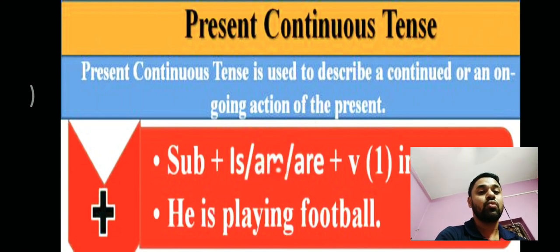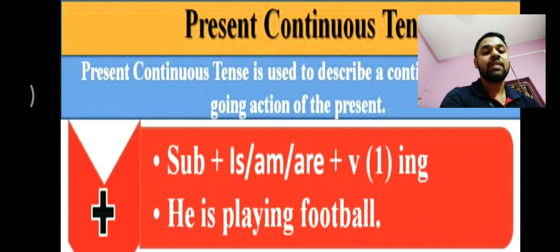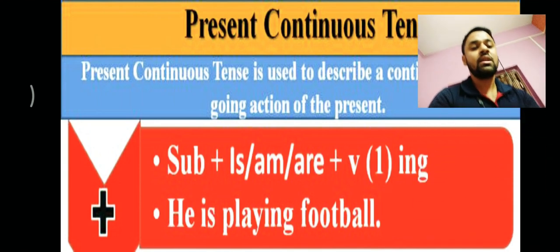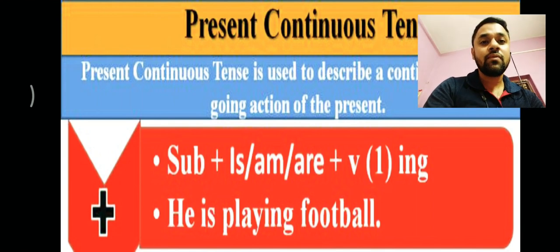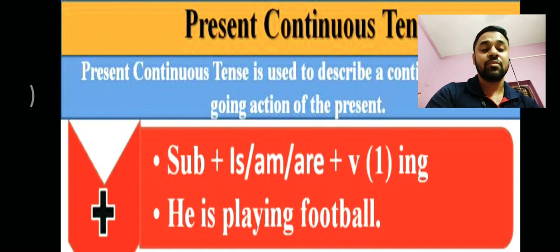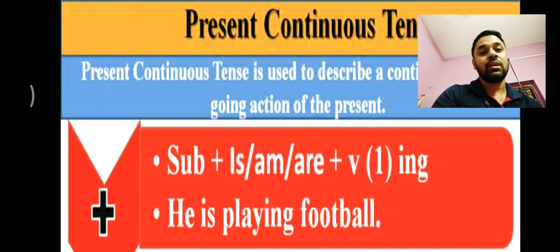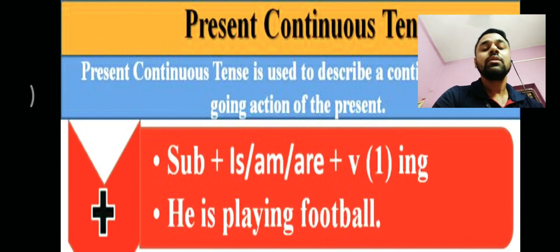So what is the rule? The rule is subject plus auxiliary verb plus verb plus ing and then object. So first verb, then ing. So first subject plus auxiliary plus V1. With the V1 we have to add ing and then object.